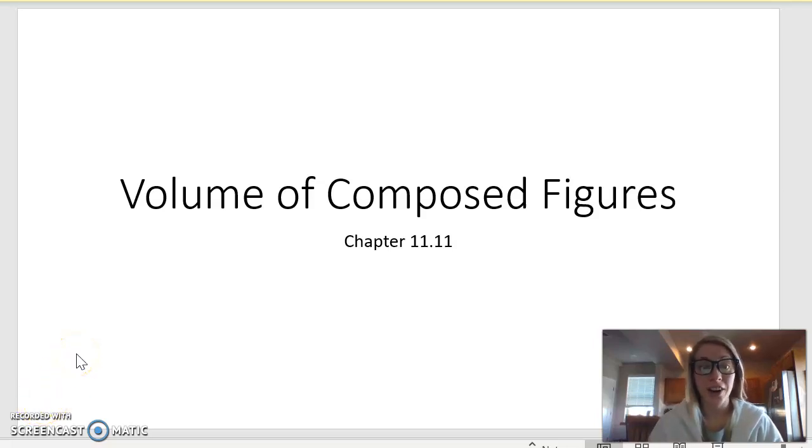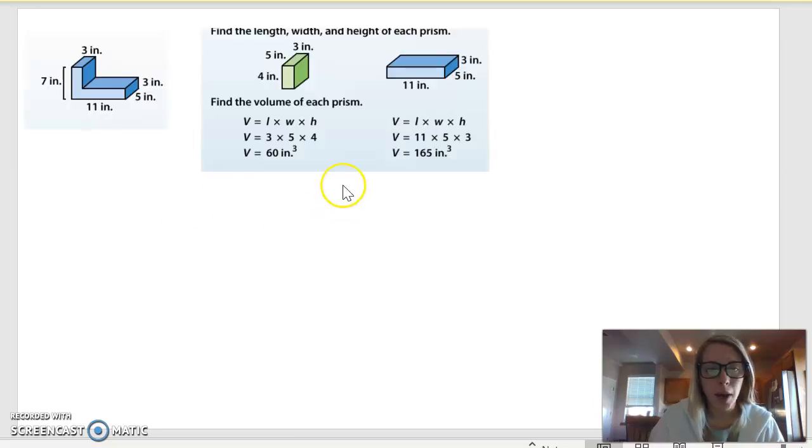Good morning, fifth grade. So this is our last lesson of the school year for math. We are working with the volume of composed figures. This is chapter 11, lesson 11. So let's go ahead and get started.